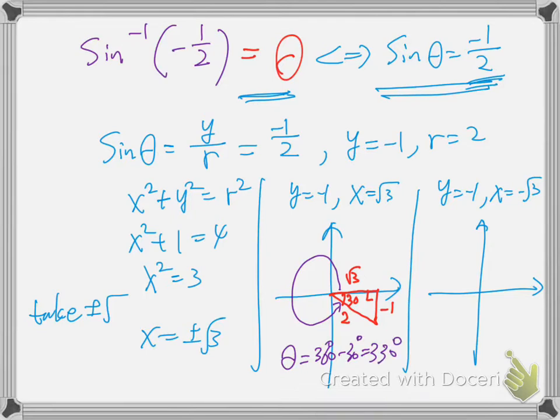So that's the first case, where x is positive. When x is negative, where's the picture? This is negative radical 3, and y is still negative 1. So this purple triangle, r is 2, so we know the reference angle is still 30. But now what's the angle? The angle will be 180 plus 30.